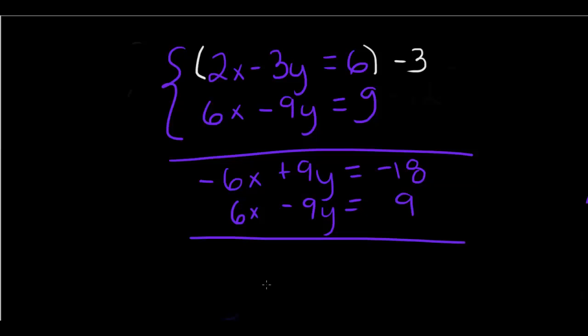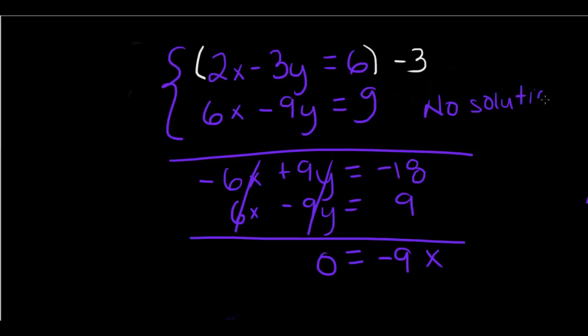So let's see, we're going to combine them and see what happens. Negative 6x plus 6x cancels out. 9y minus 9y cancels out. So I'm going to have 0 equals negative 18 plus 9, which is negative 9. Again, when the signs are different, you find the difference between the two numbers and you keep the sign of the higher number. 0 is not equal to negative 9. That is not true. So what does this mean? It means that this system has no solution.